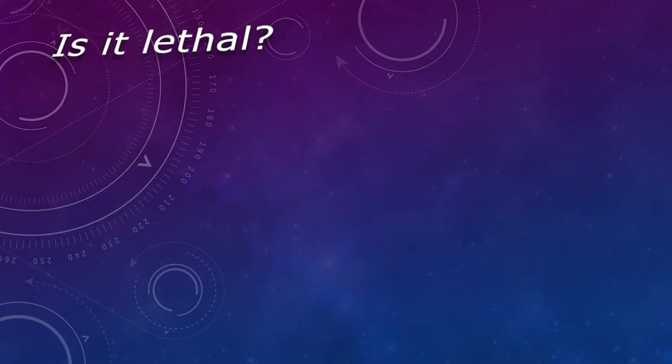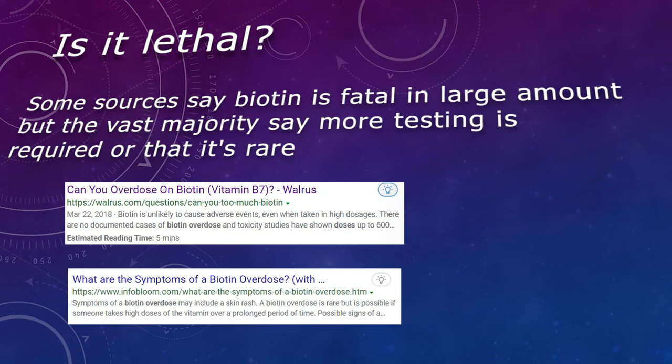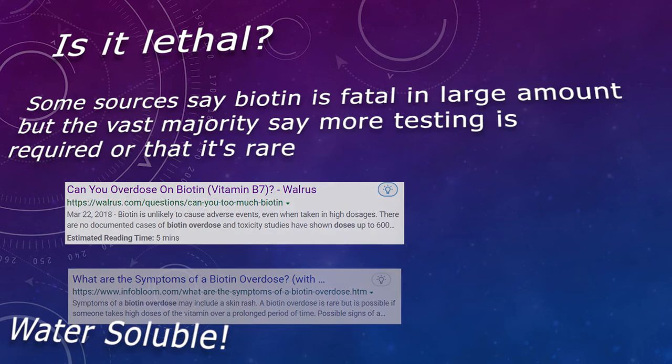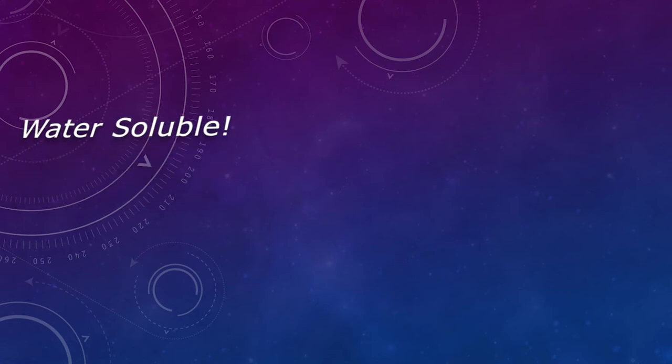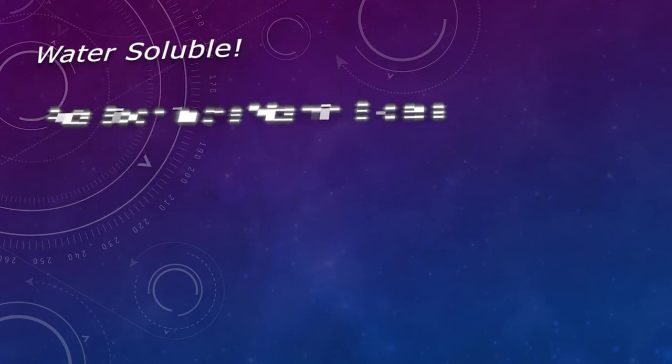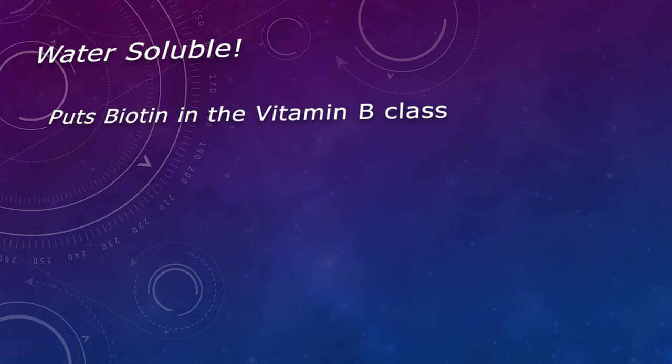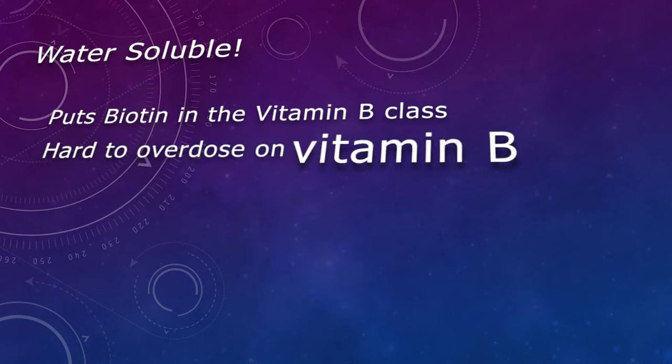There are a few cases that state how too much biotin can be a detriment to our lives in that we get skin rashes. However, it cannot be said that biotin is fatal in large doses because it is water soluble. And because it is water soluble, our urinary system can simply flush it out. This water solubility is also why biotin is part of the vitamin B class, and so it is very hard to overdose on vitamin Bs in general.